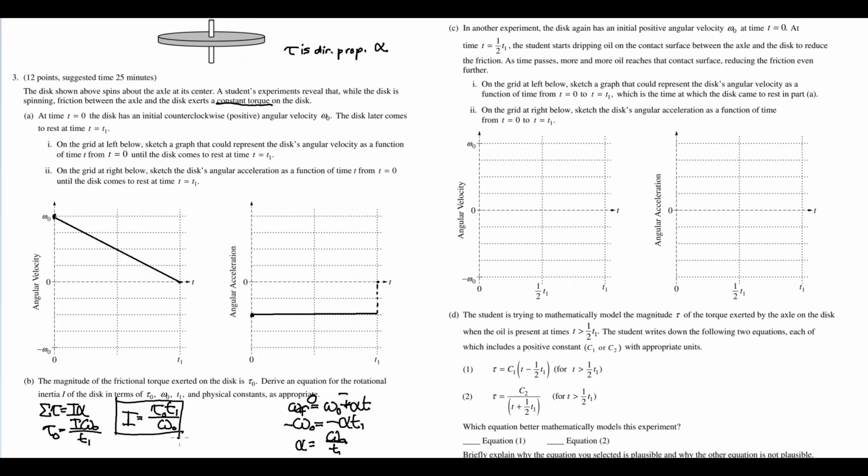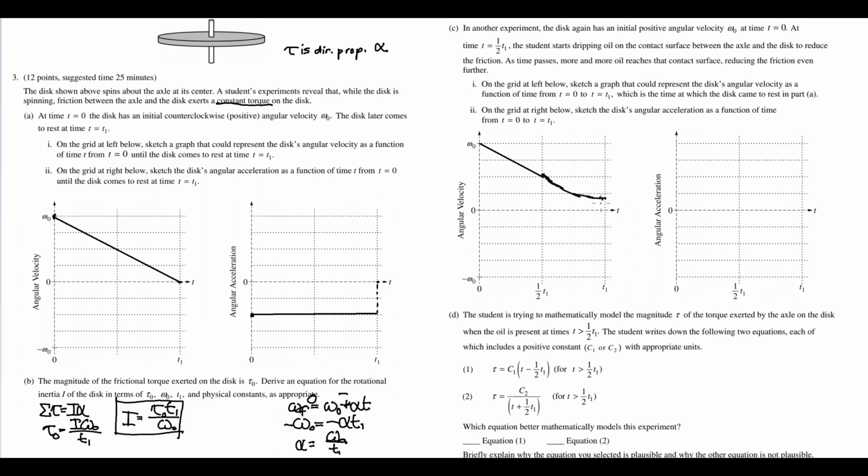So at half t1, it will do the same behavior as it did in the first graph. So it will have a constant decrease in angular velocity. Okay. But then once you start adding the oil, well, it will start to curve a little bit. It should start to curve a little bit towards 0. Towards a constant, almost to 0.